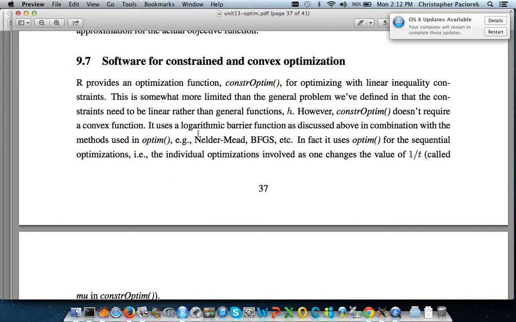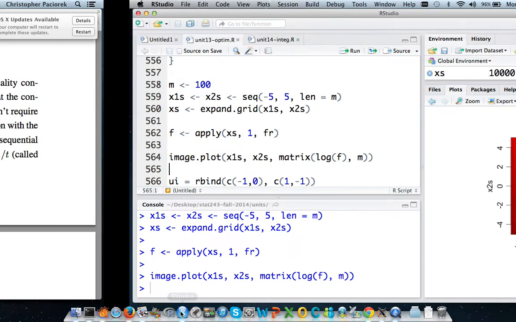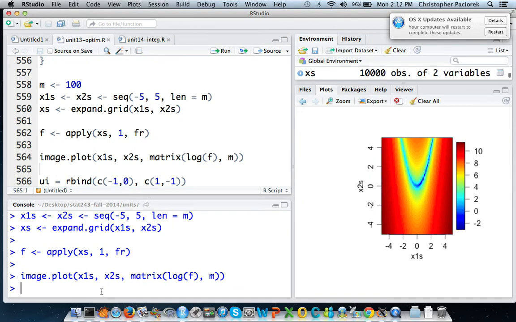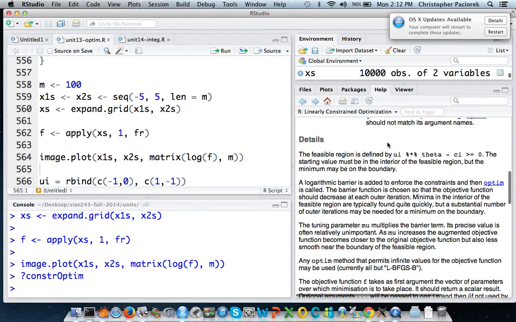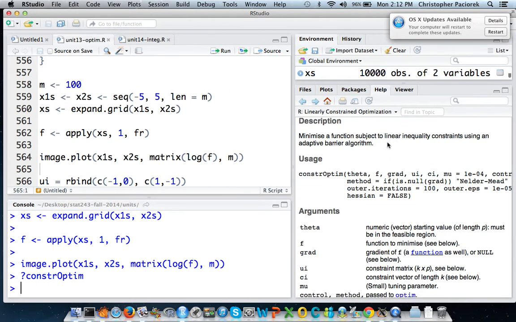Okay, so this is the last little subsection of Unit 13 here. So there's this R function constrOptim. And if we go ahead and just look in R and do help on the function, what we'll see is it says it minimizes a function subject to linear inequality constraints. So this is going to be less general than some of the problems that we saw in the last few days in terms of having nonlinear constraints, but this will handle linear inequality constraints.